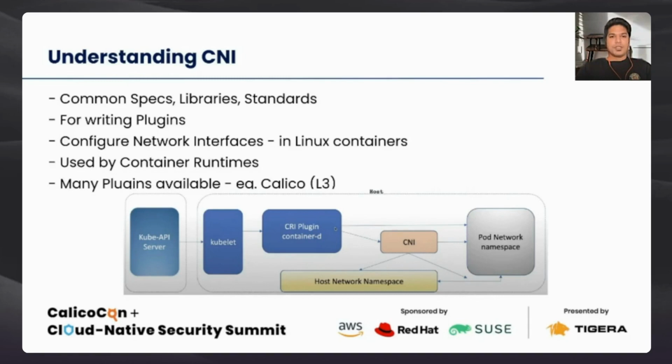Containerd is one of the CRI plugins. This Containerd will go and create a pod network namespace. CRI will also trigger the CNI. This CNI will take care of a networking solution, such as linking the pod network namespace and host network namespace, adding routes, etc. So CNI's job is to take care of the networking solutions, while CRI's job is to take care of the container-specific solutions. This is basically how a CNI works.